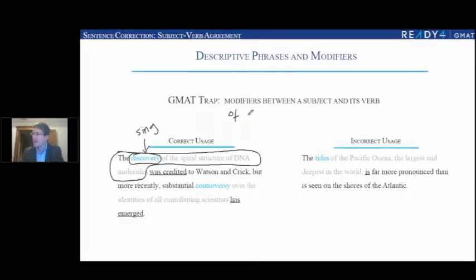So things like of X, whatever, of Y, these are things you basically can ignore. They won't change whether the sentence is singular or plural. Just focus on the head of the phrase that gives you the actual meaning.